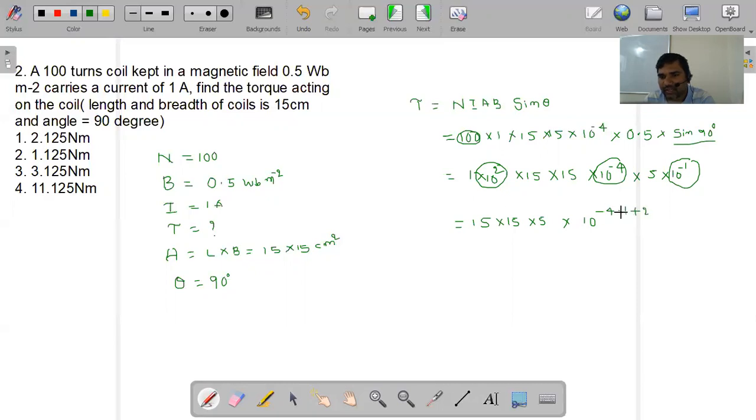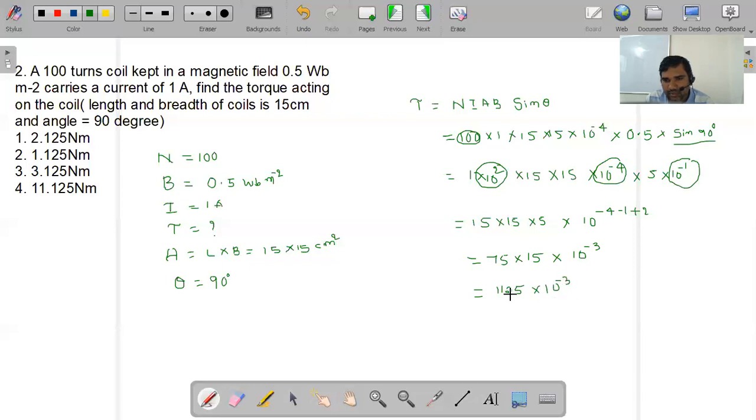So minus 4 minus 1, it is minus 5, plus 2. That is minus 3 we will get. So 15 5s are 75, into 15, into 10 power minus 3. If I multiply 75 into 15, we are getting 1125 into 10 power minus 3.